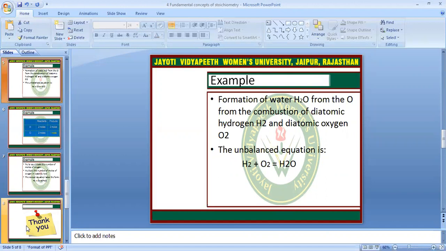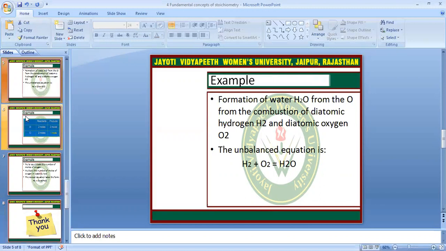Formation of water H2O from the consumption of diatomic hydrogen H2 and diatomic oxygen O2. How do we balance the equation? H2 plus O2 is equal to H2O. That means H2 contains two atoms, O2 contains two atoms, and this reaction is not balanced.